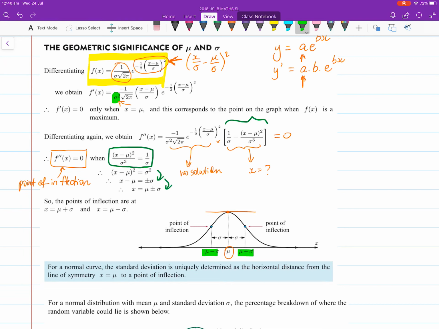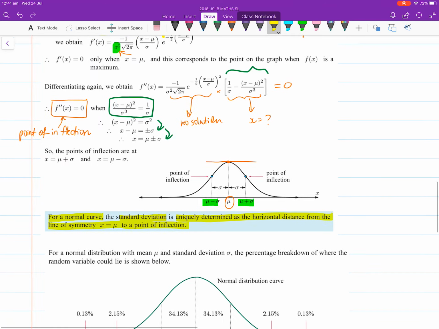So let's highlight some information. For a normal distribution, your standard deviation is uniquely determined as the horizontal distance from the line of symmetry x equals mu to a point of inflection. So that's a geometric explanation of it.